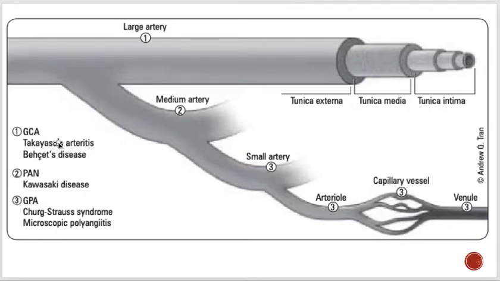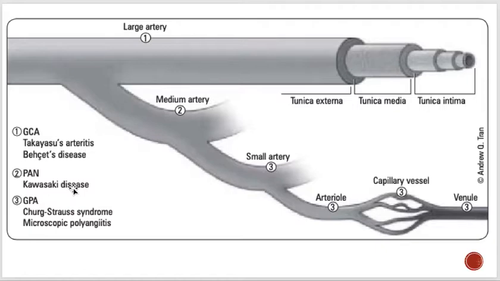Takayasu's arteritis is also called pulseless disease. Why? Because whenever patients are affected by this, there are unequal peripheral pulses, and there is inflammation of the aorta and its branches. The aorta is the biggest vessel in the body. For the medium-sized vessels, they talk about polyarteritis nodosa or Kawasaki disease. We have already covered Kawasaki disease in pediatrics.